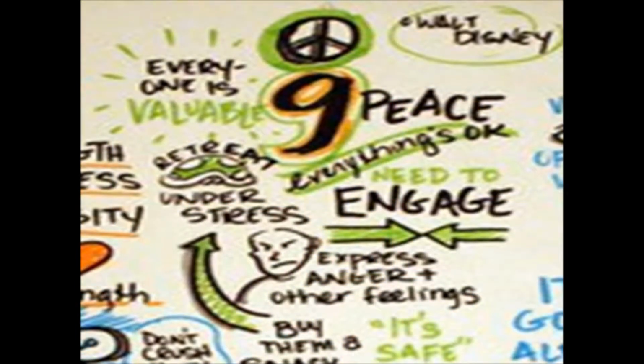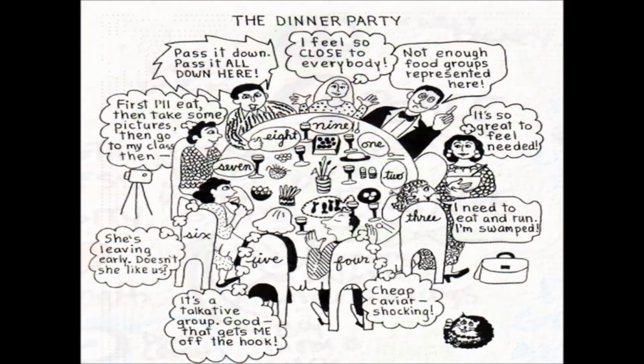Type 9, the peacemaker. Type 9 is receptive, reassuring, complacent, and resigned. The main goal of the 9 is to devote their time in a quest for internal and external peace for themselves and others. To understand how the numbers interact together, here is a cartoon demonstrating stereotypical responses of all 9 numbers at a dinner party.